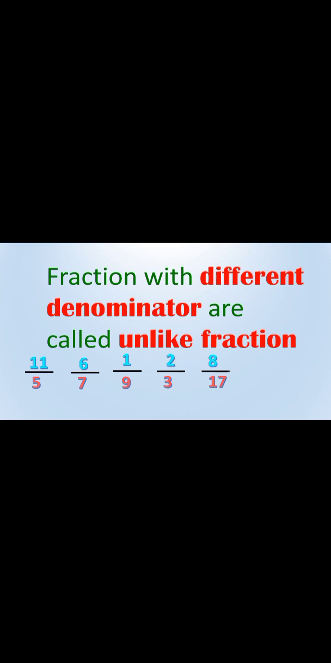Now next is what is meant by unlike fraction. So fractions with different denominators are called unlike fractions. Okay, here in unlike fractions the denominators are different. So as you can see, some fractions appear on the screen: 11 upon 5, 6 upon 7, 1 upon 9, 2 upon 3 as well as 8 upon 17. So I hope you understand what is meant by like fraction as well as unlike fraction.